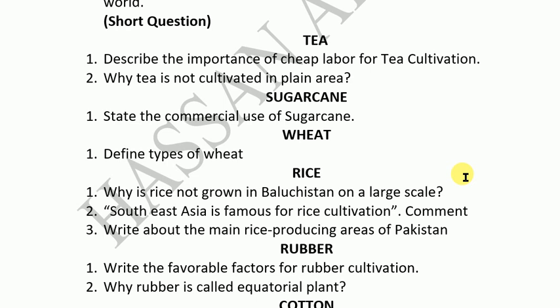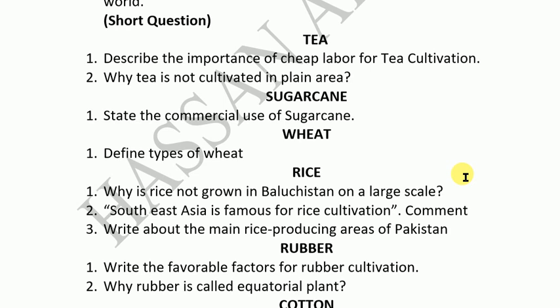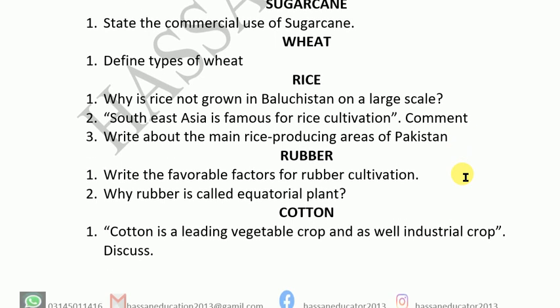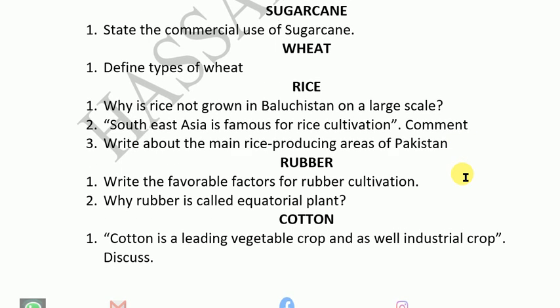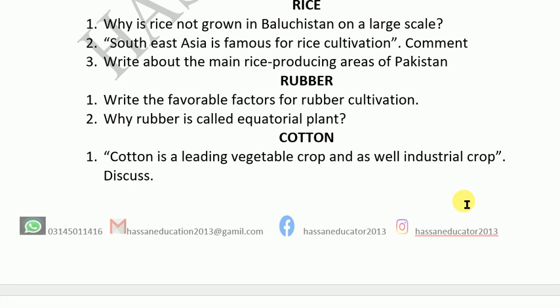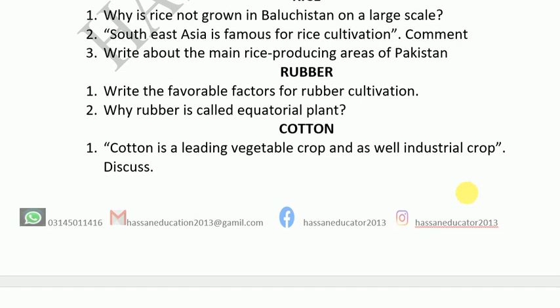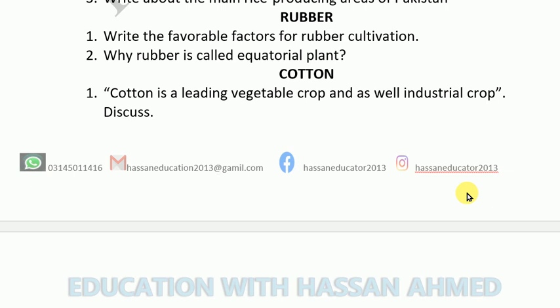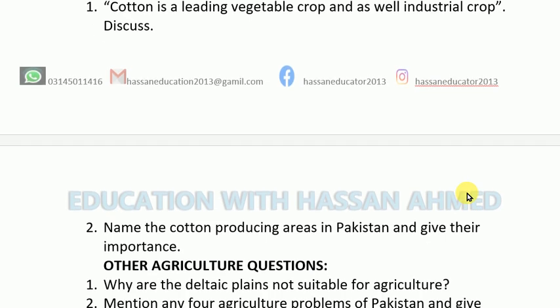In the rubber section, we have: write the favorable factors for rubber cultivation. Why is rubber called an equatorial plant? Then we have cotton. Cotton is a leading vegetable crop as well as an industrial crop. Discuss. Name the cotton producing areas in Pakistan and give their importance.